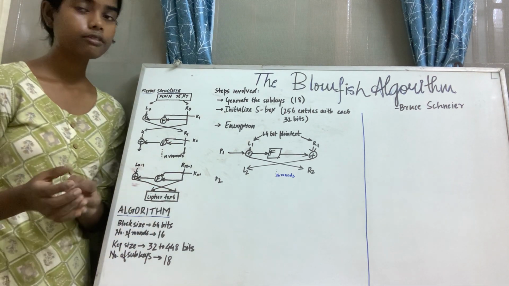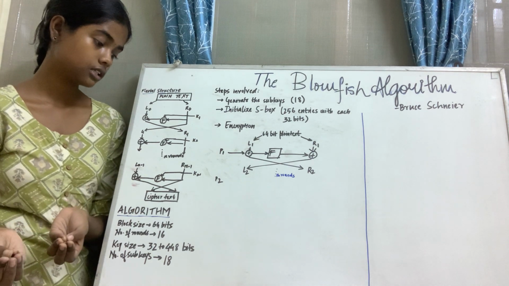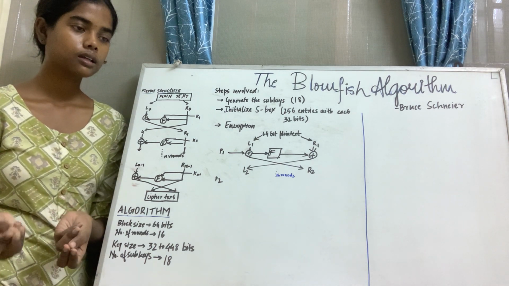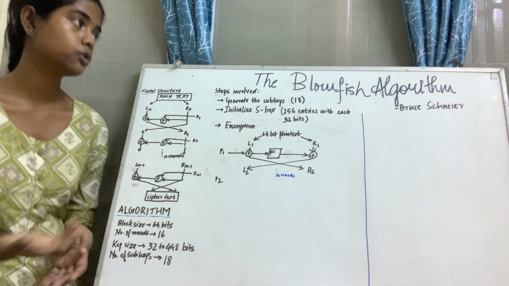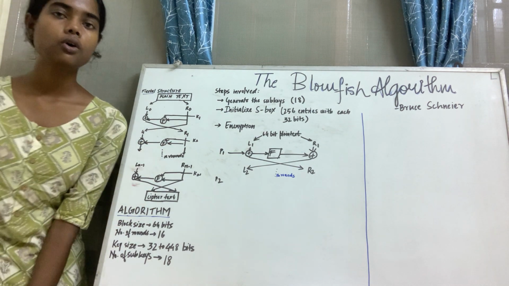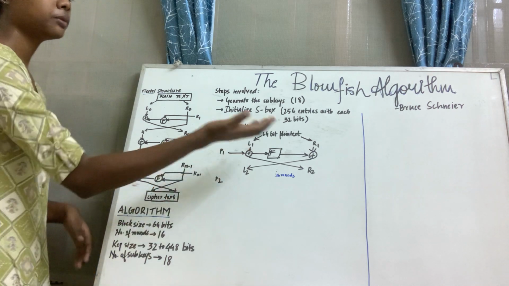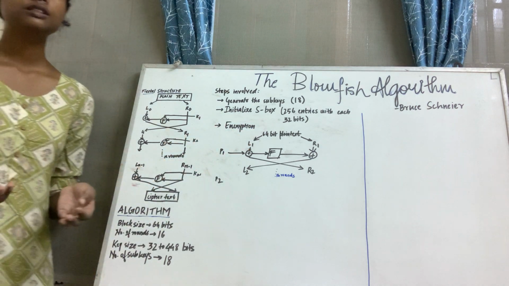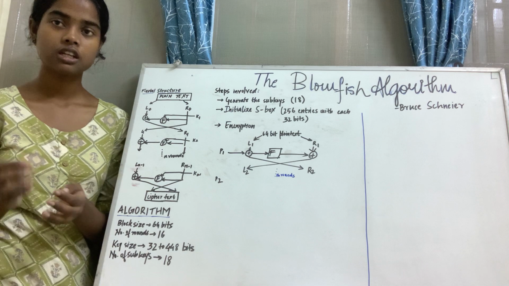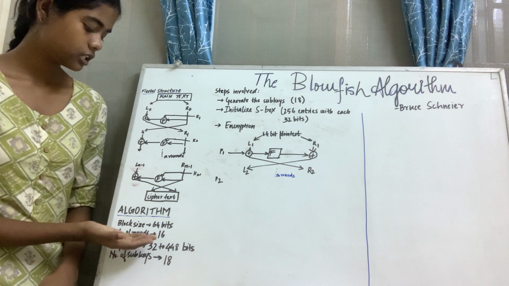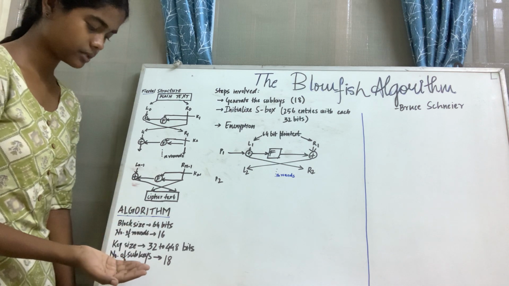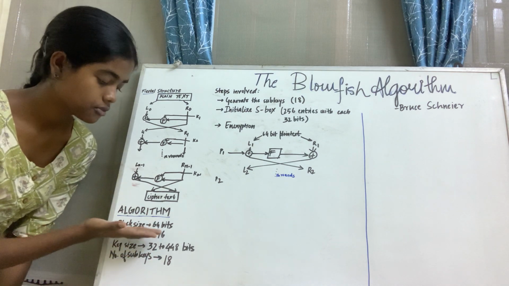Now that I have discussed the Feistel structure, we can get more in depth with the Blowfish algorithm. Blowfish algorithm, which was created by Bruce Schneier, is a symmetric encryption algorithm. This algorithm has the following parameters. The block size is 64 bits.